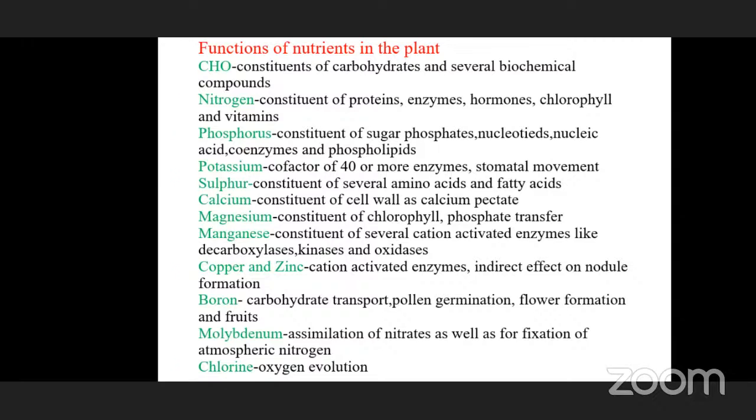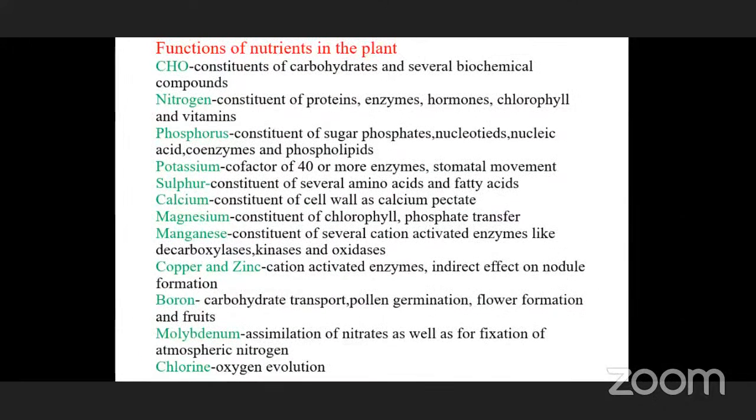Then manganese: constituent of several cation activated enzymes like decarboxylases, kinases, and oxidases. And copper and zinc: cation activated enzymes, with an indirect effect on nodule formation. Copper and zinc both are indirectly affecting nodule formation. And boron is for carbohydrate transfer, pollen germination, flower formation, and fruits. And then molybdenum: assimilation of nitrates, as well as fixation of atmospheric nitrogen; chlorine, oxygen evolution.